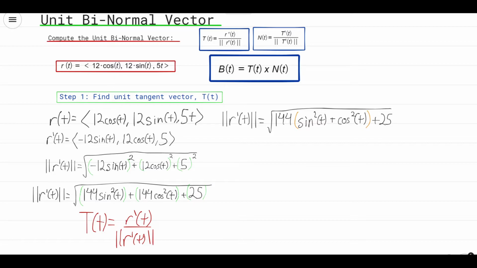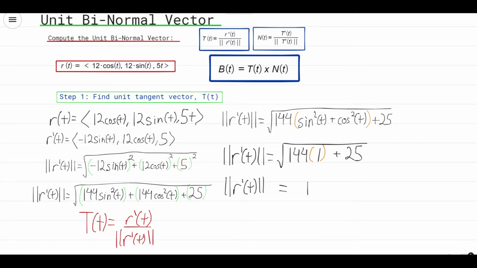If we know the Pythagorean identity, sine squared plus cosine squared is equal to 1, so we can just substitute it. So 144 times 1, plus 25. When we add 144 plus 25, we get the square root of 169, which is a perfect square, 13. So that's our r prime magnitude.